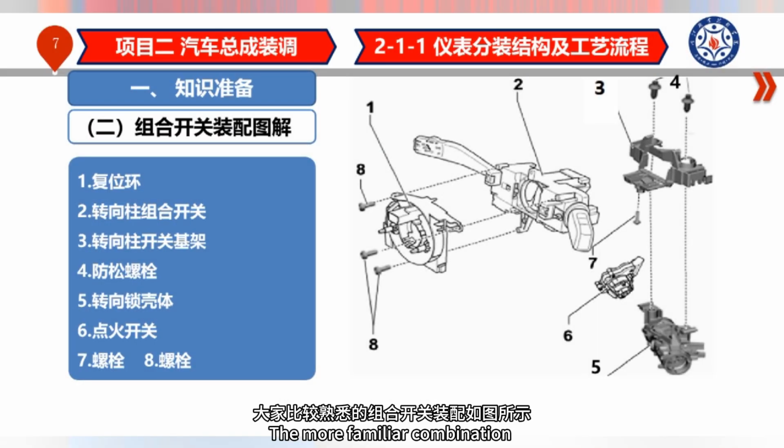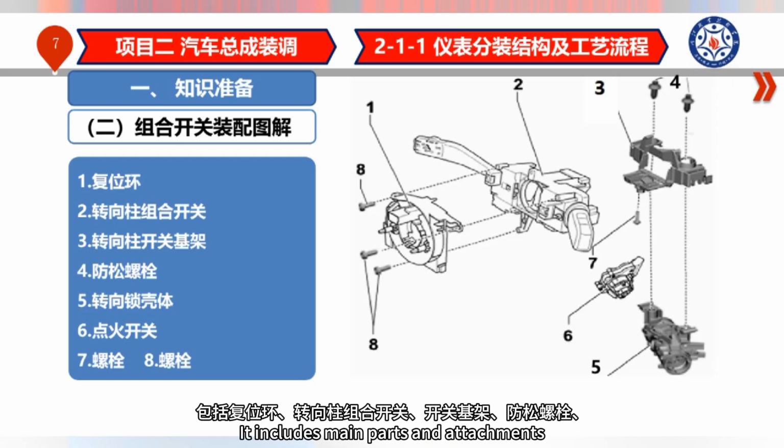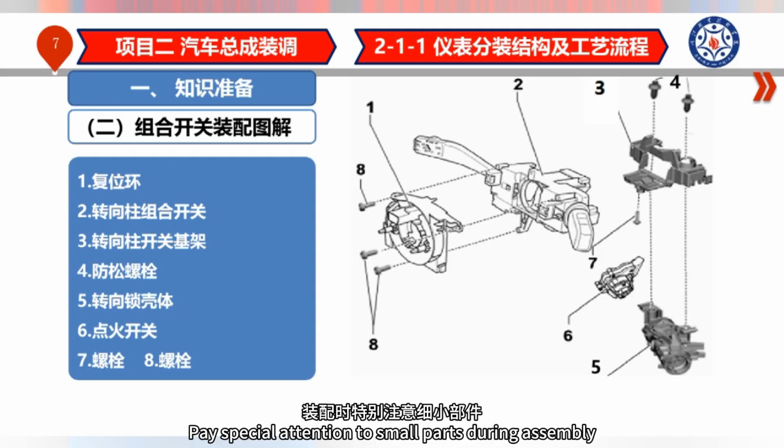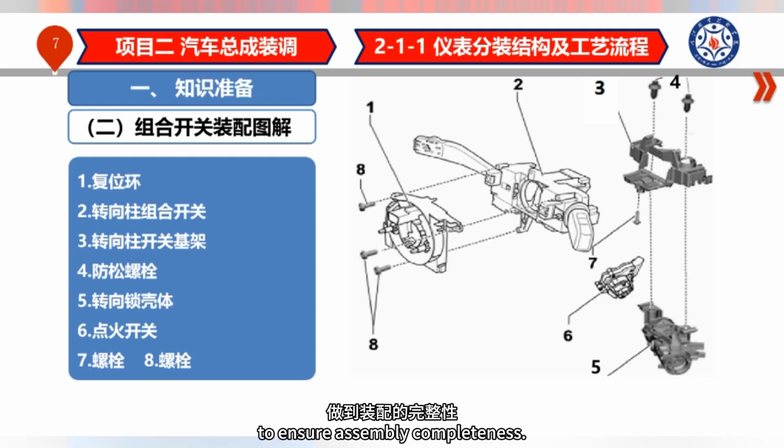The more familiar combination switch assembly is shown as follows. It includes main parts and attachments such as the clock spring, spiral cable, steering column combination switch, switch bracket, locking bolt, steering lock housing, ignition switch, bolts, etc. Pay special attention to small parts during assembly to ensure assembly completeness.